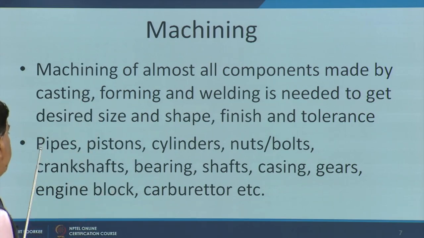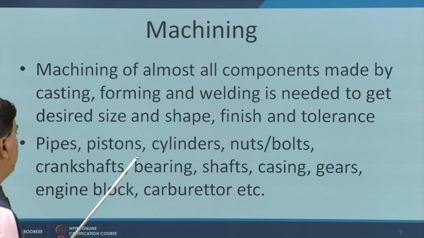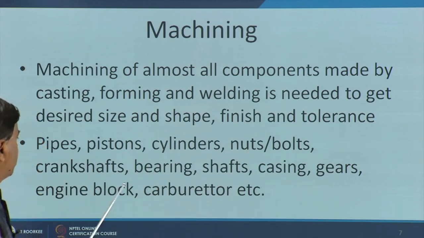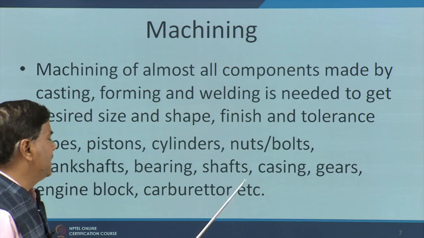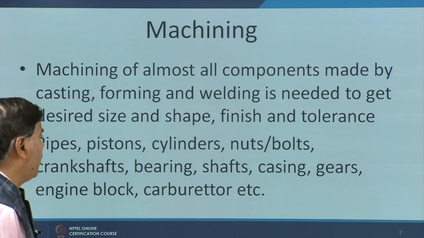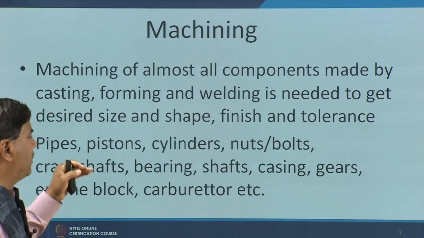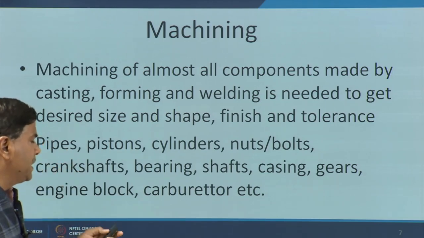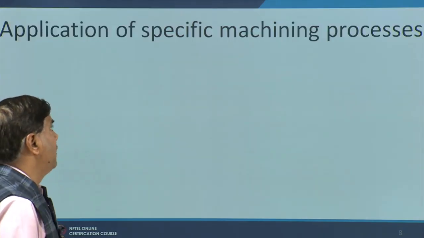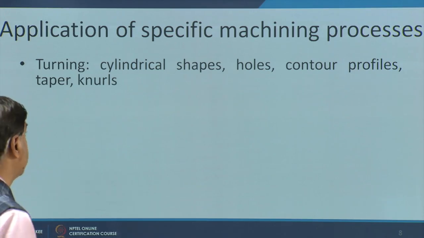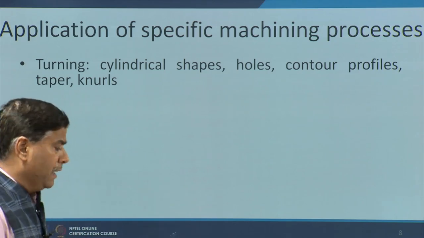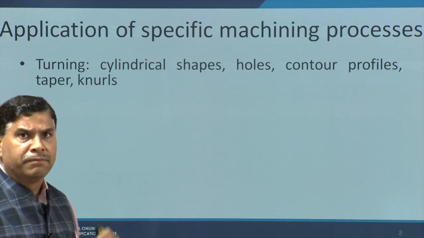Machining is used for making pipes of the desired lengths, pistons, cylinders, nuts and bolts, crankshafts, bearings, shafts, casings, gears, engine blocks and carburetors, etc. All these are made by forming processes or deformation-based processes and need machining for the desired dimensions and surface finish. Now, coming to the machining process-specific applications, machining is a very broad category of processes.